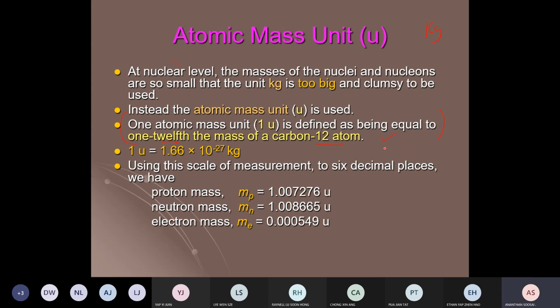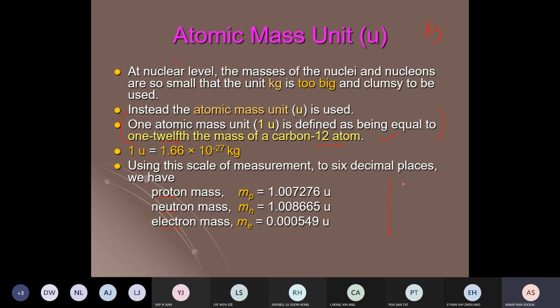I believe you learned this in chemistry. 1/12 of a carbon-12 atom is equivalent to 1 U. 1 U, as you know from the front page, is 1.66 times 10⁻²⁷ kilogram. So all the subatomic particle masses are written in terms of U. For example, you see here proton mass, neutron mass, electron mass.